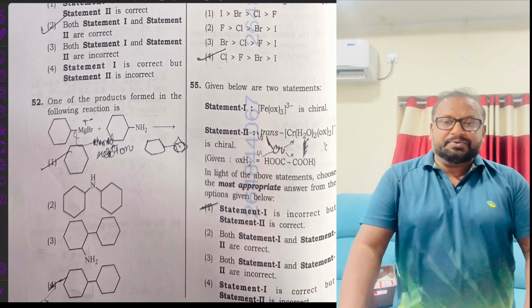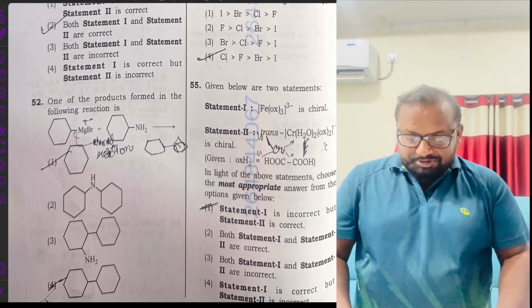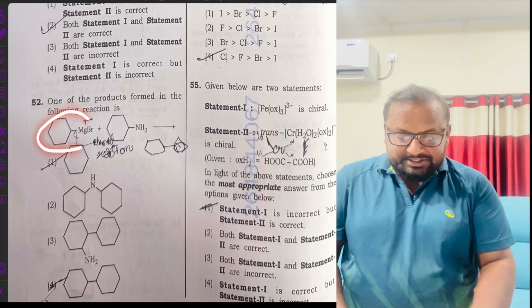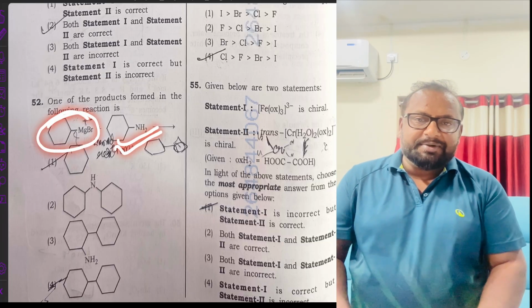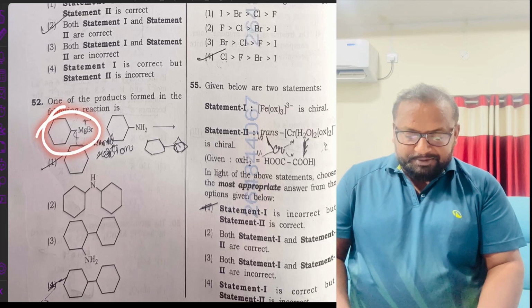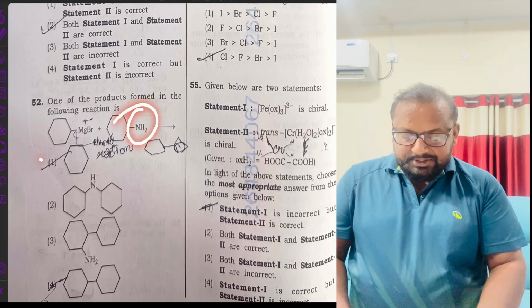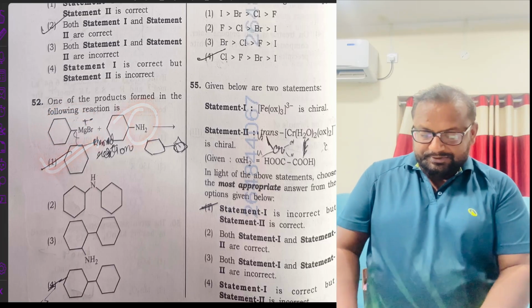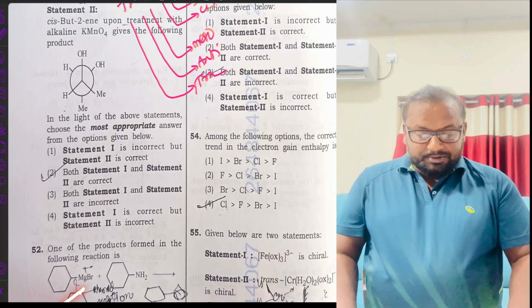Next again 52, a very unusual question. Grignard reagent is treated with an amine, a primary amine. So the Grignard reagent abstracts the proton from the primary amine and converts itself into cyclohexane. So the answer is cyclohexane.